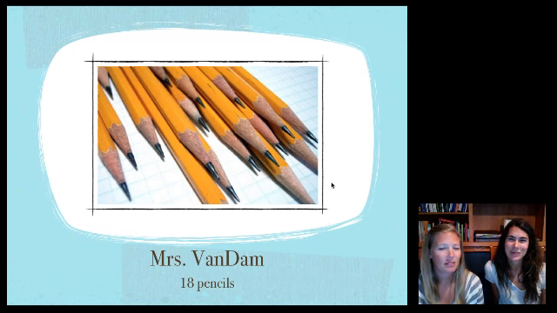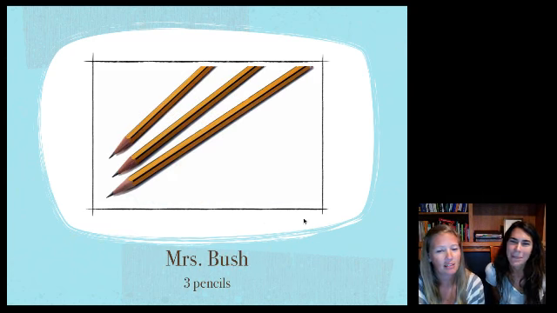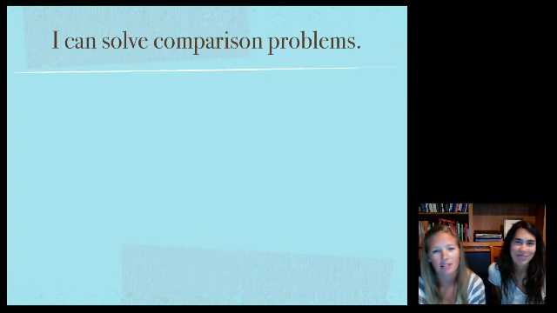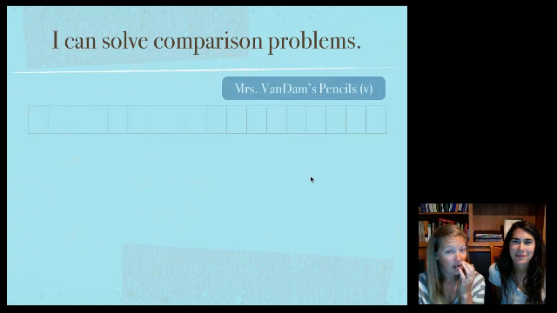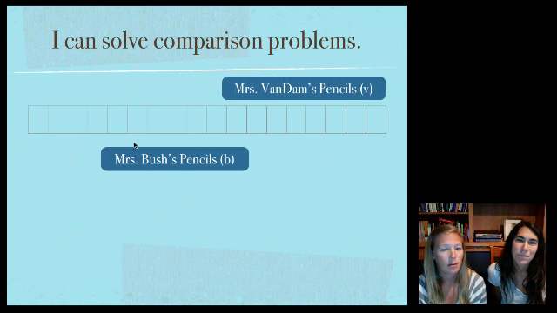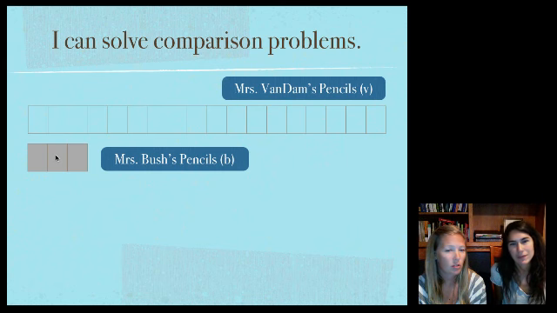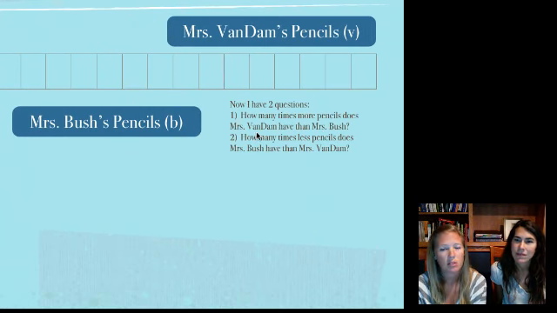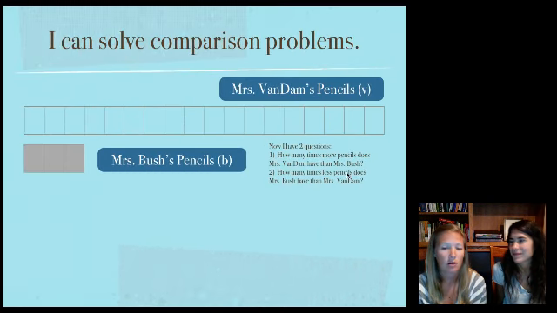Mrs. Van Dam's pencils compared to mine. Mrs. Van Dam has 18, and I only have 3. Man, I'm getting the short end of the stick here. I have less shoes and less pencils. So if we are going to compare these, we've got Mrs. Van Dam's pencils, which we're going to represent with our variable V, and there's 18 here, just to make it simple. My poor pencils, there's only 3. Here are our questions. How many times more pencils does Mrs. Van Dam have than me? And how many less pencils do I have than her?